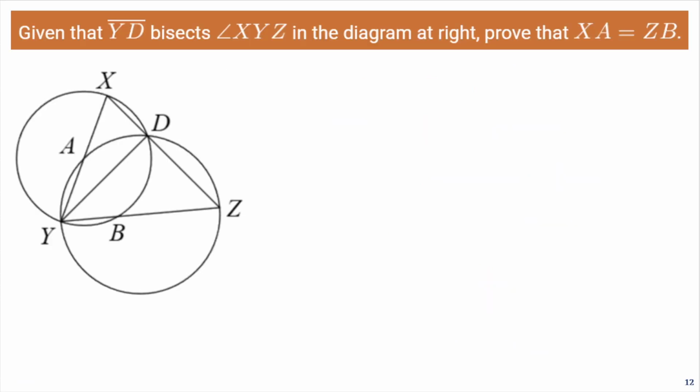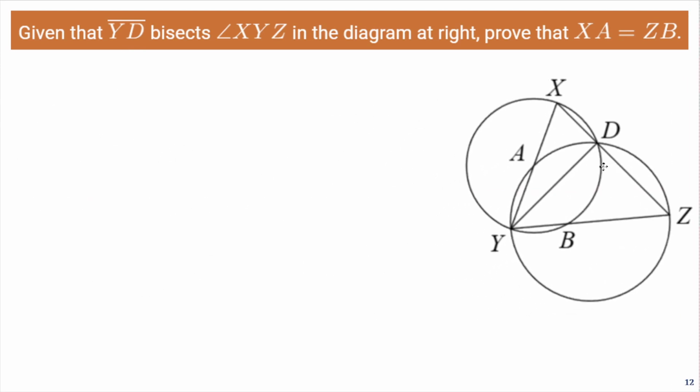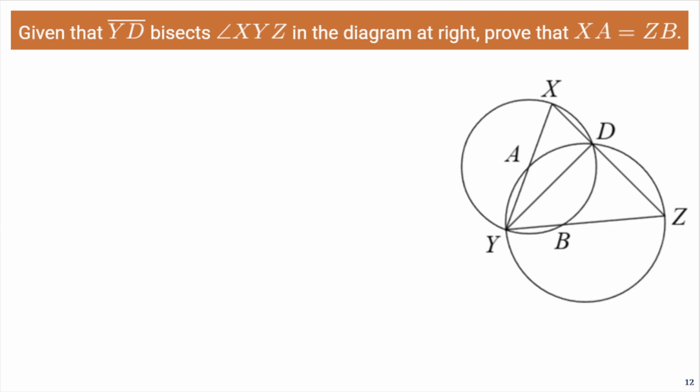Alright, good. If no questions, let's consider another one. Given that segment YD bisects angle XYZ in the diagram, right? Prove that XA equals ZB. So I'll give you 1 minute to consider this problem and then I'll have a look at the solution together, okay?